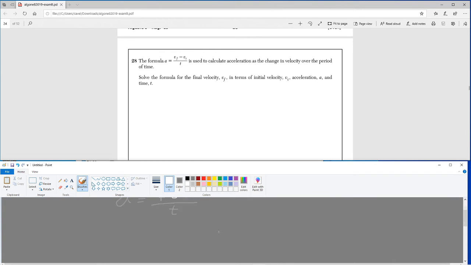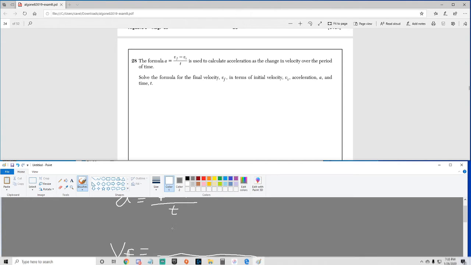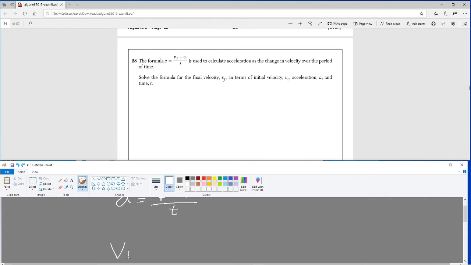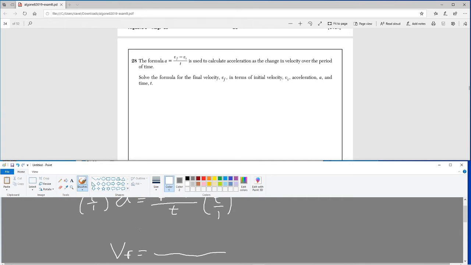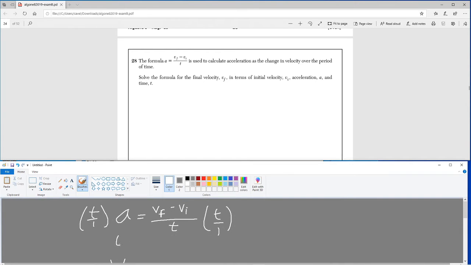What does it mean when we solve for V sub F? It means at the end, we should get something that looks like V sub F is equal to some expression. So let's solve for it. I multiply by T over 1, and I get T times A is V sub F minus V sub I.